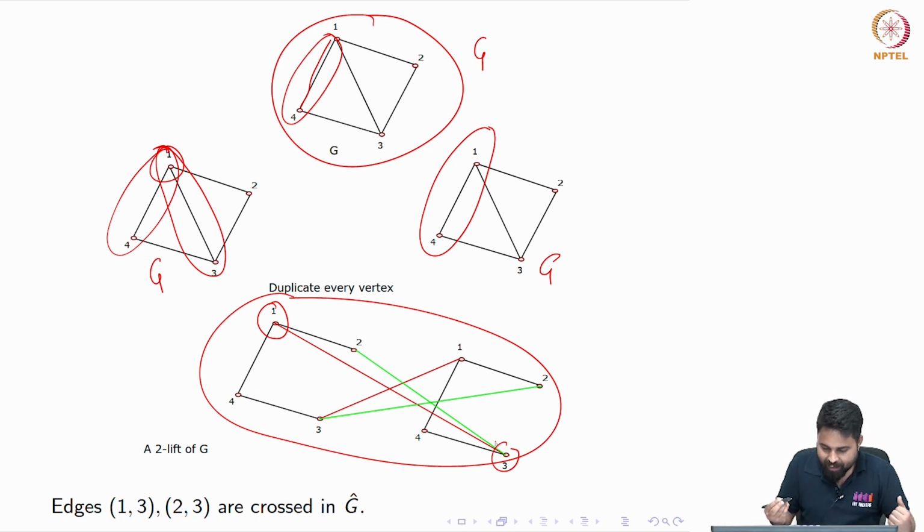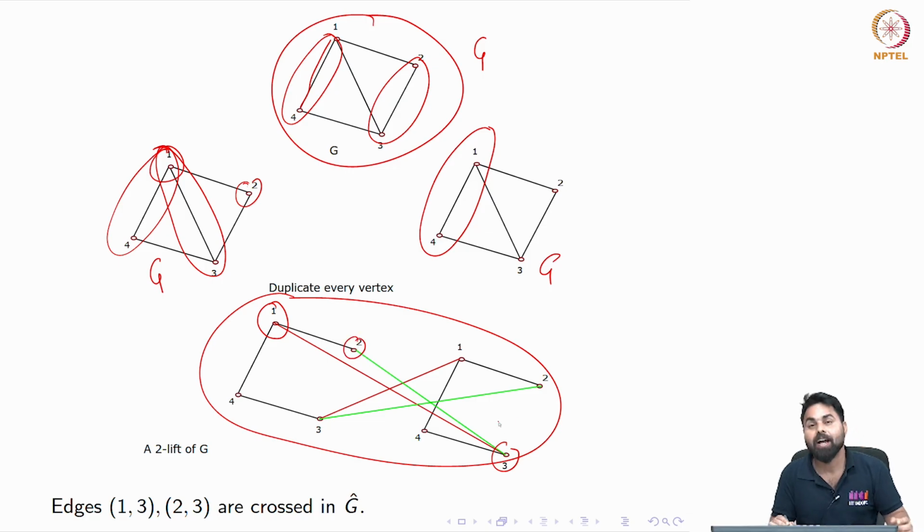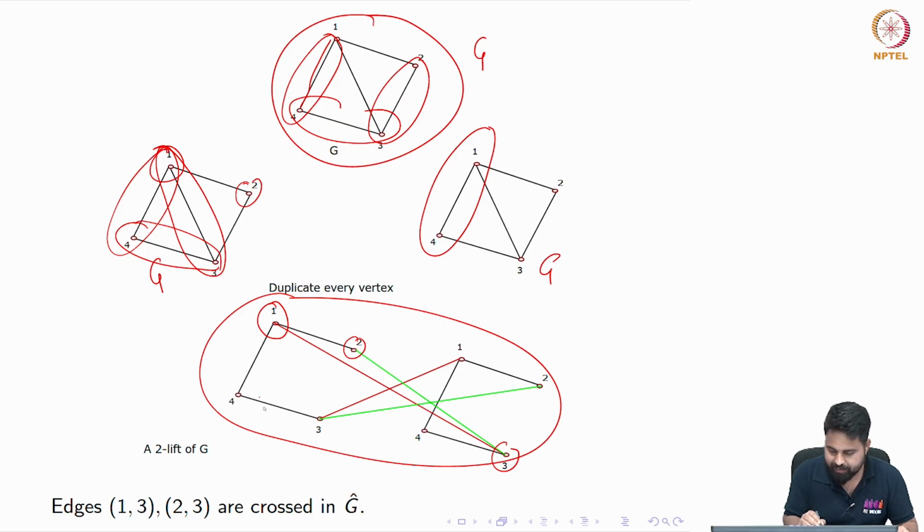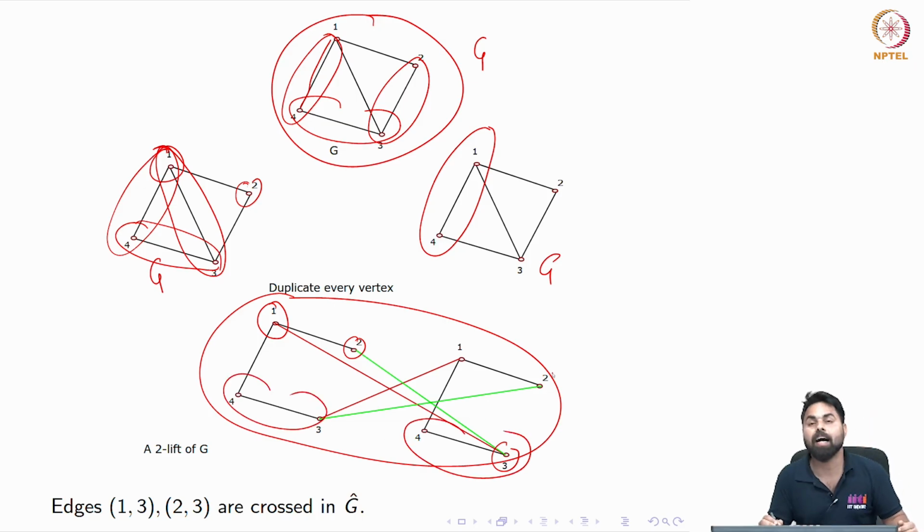Similarly, the edge 2 3 is also crossed. So the second vertex of the first graph is connected to the third vertex of the second copy of the original graph. The rest of the edges are not crossed. For example, 4 3 is as it is in both copies. So this is a two lift. Basically you pick any edge, and either you keep it the same in both the copies or cross it, and all these are called two lifts.